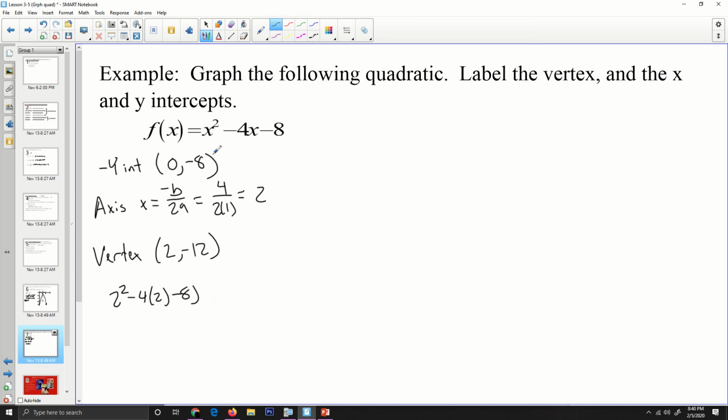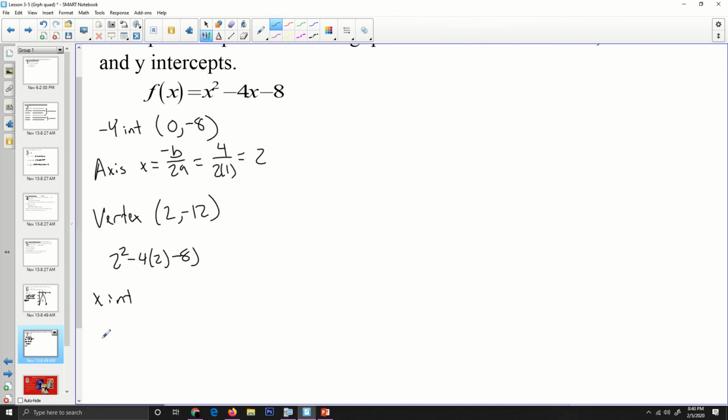And then we need some x-intercepts. Now I can use the quadratic formula, or I can say I need 2 factors of -8 that add up to -4. I don't think I have any. I think I'm going to have to use the quadratic formula on it. So let's just do that real quick here.